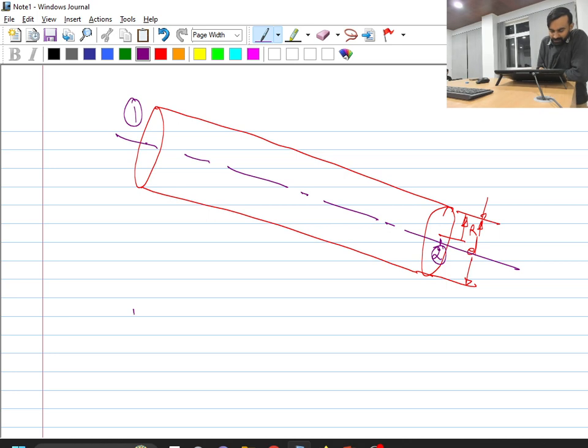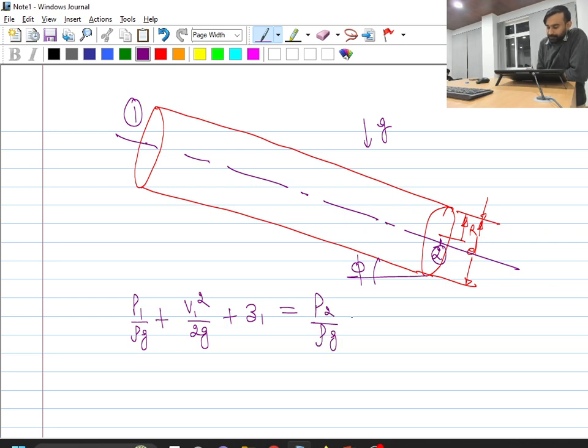So the Bernoulli equation will be P1 by rho g plus V1 square by 2g plus Z1 equal to P2 by rho g plus V2 square by 2g plus Z2. Say gravity is acting in this direction and it is making some angle phi with the horizontal direction. This will be applicable only if we have an inviscid fluid.